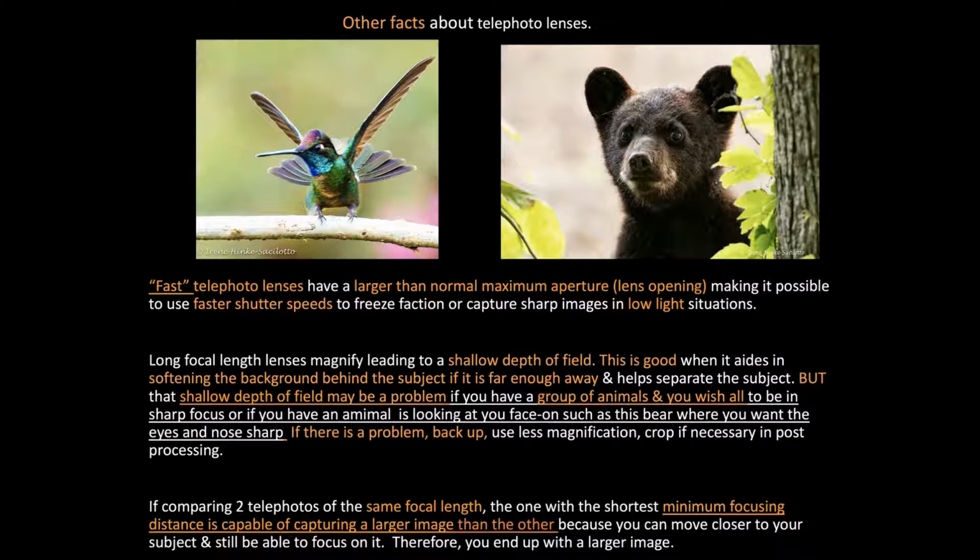If comparing two telephoto lenses of the same focal length, the one with the shortest minimum focusing distance is capable of capturing larger images than the other, because you can move closer to your subject and still be able to focus on it.